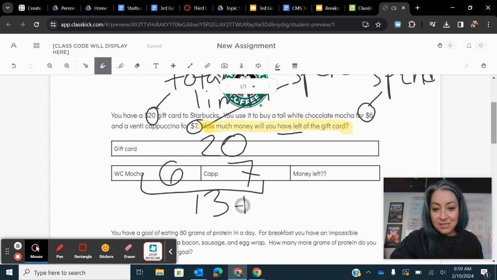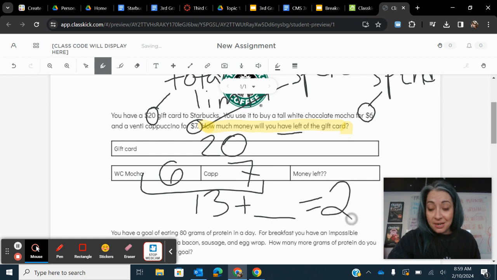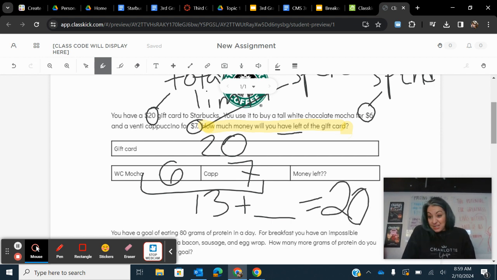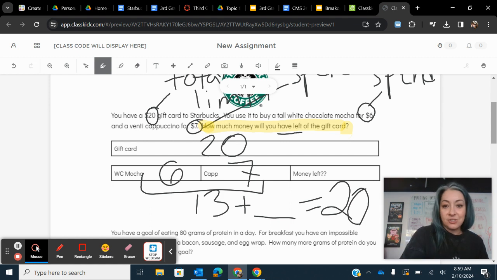So two ways to solve it. You can think 13 plus something equals 20. And then to solve that, you could count up 13, 14, 15, 16, 17, 18, 19, 20. I'll just use a different color to show it to get to 7.